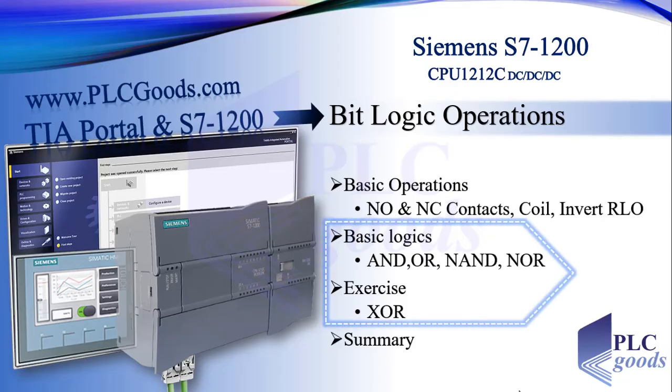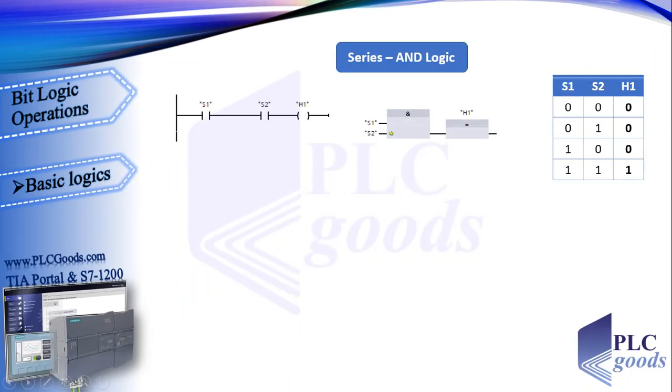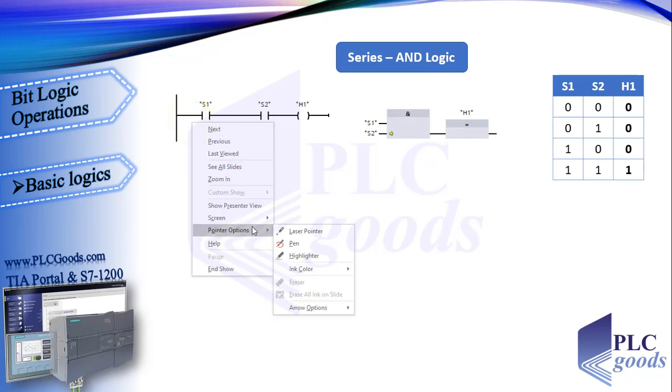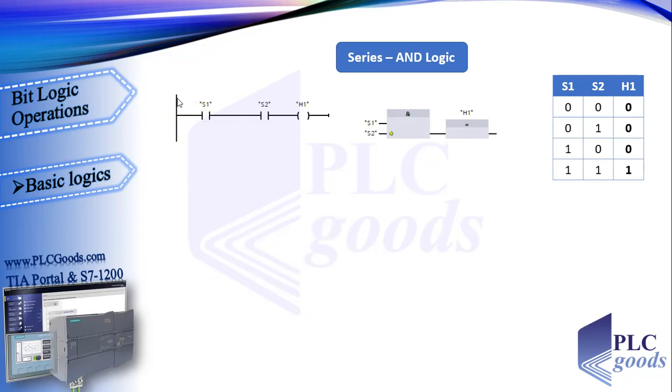Okay, now we're going to learn some basic logics. Let's start with AND logic. In ladder language, we'll have this logic when two or more normally open contacts are placed in series. The virtual power will reach the output if and only if the first and second contacts are changed to close, in other words, their values are true or 1 in the CPU program.